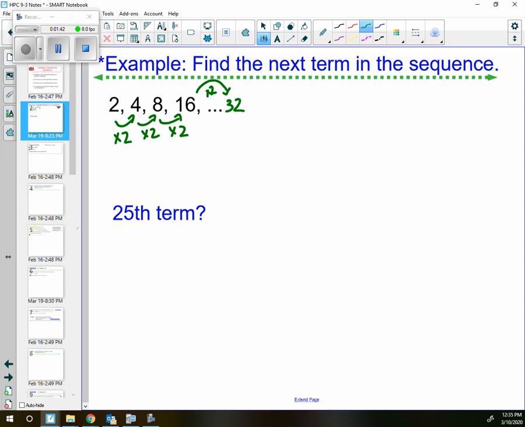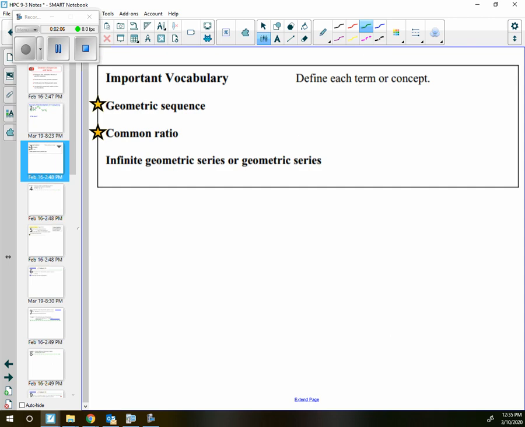Now, if I wanted to find the 25th term, how would I do that? I could keep going, right? I could keep multiplying by 2, but I would hope there's a way to get to that 25th term. We're going to talk about that in just a moment. How many times would you have to multiply by 2 to get to that 25th term? We'll come back to that when we talk about the nth term formula.